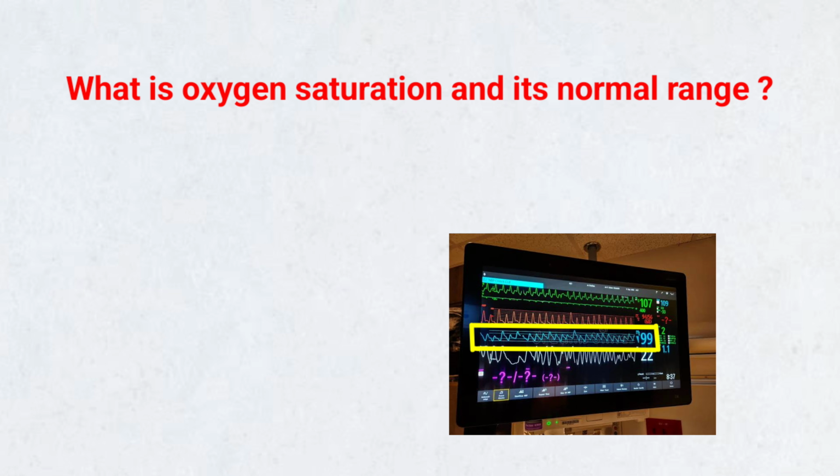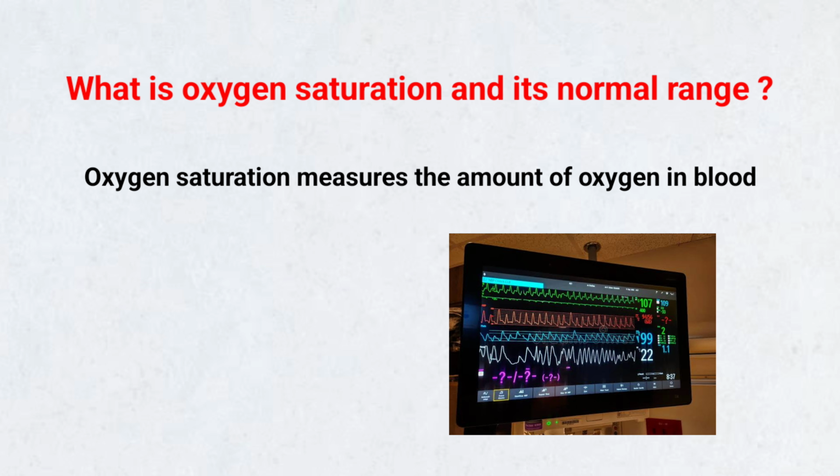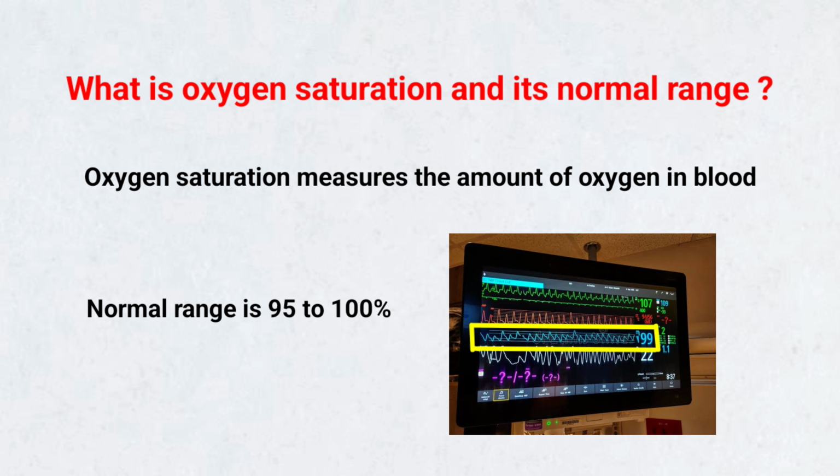What is oxygen saturation and its normal range? Oxygen saturation measures the amount of oxygen in blood. Normal range is 95 to 100%.